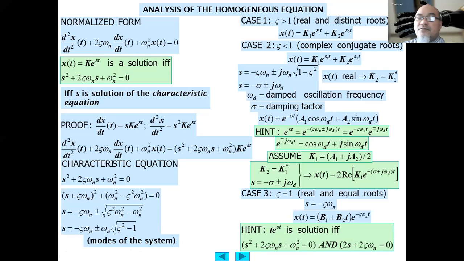t exponent st is a solution only if the characteristic equation derivative, 2s plus 2 zeta omega n, equals 0, which means that zeta equals 1, or s equals minus zeta omega n. If 2s plus 2 zeta omega n equals 0, then s equals minus zeta omega n, or zeta equals 1. This term equals 0, so t exponent st becomes the solution.